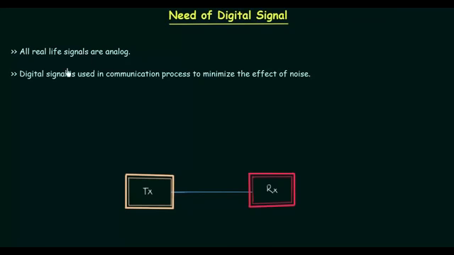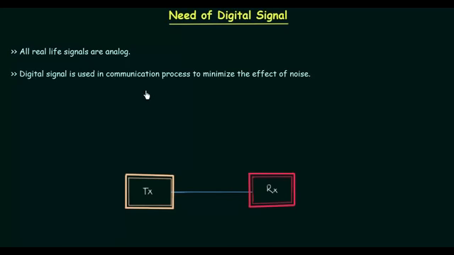All real-life signals are analog in nature, and at first sight it seems use of analog signal is much better as compared to digital signal. Because if we want digital signal, we need to convert the analog signal by using analog to digital converters. So there is cost involved, we are investing money, and thus we want something better. So in this presentation, we will discuss the advantage of digital signal over analog signal.